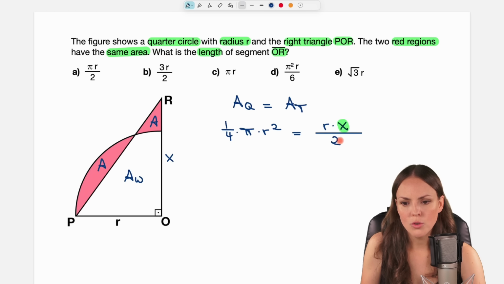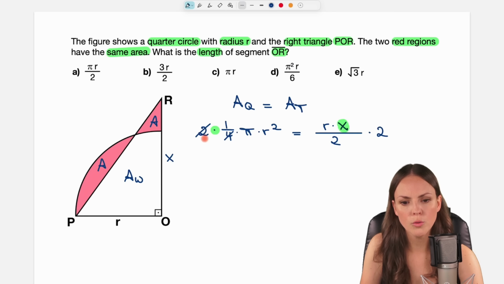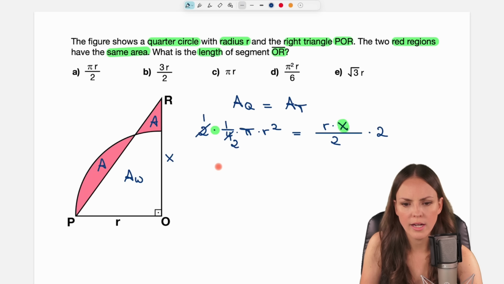Let's get rid of the 2 here first by multiplying both sides of the equation by 2. Then we can reduce this fraction. 2 and 4 are both divisible by 2. 2 over 2 is 1, 4 over 2 is 2. So we have 1 over 2 times pi times r squared. And on the other side, this cancels out, and only r times x is left.